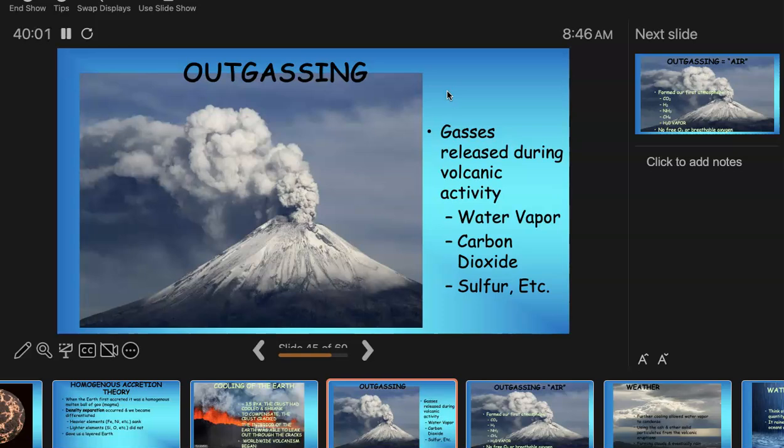So when you picture volcanoes erupting, of course, there's the lava coming down the sides, all right? But there's always that thick, billowing smoke coming out the top, too. We want to talk about that thick, billowing smoke for a moment. There's a lot of different gases released during a volcanic event. By far, water vapor is the number one, all right?